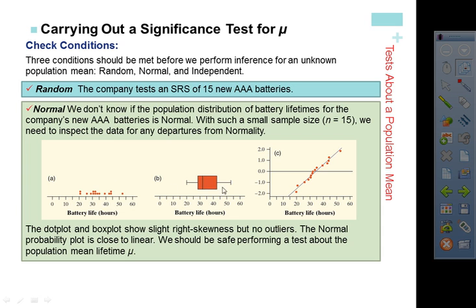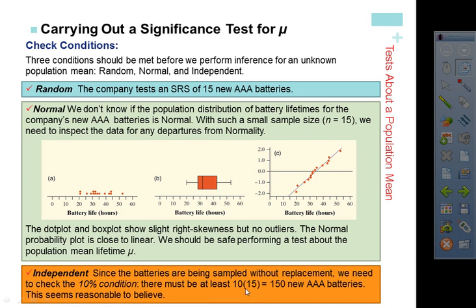They give a dot plot and box plot that show a little bit of right-hand skewness, like it's getting stretched out a little bit here, but no outliers, so we're okay. And then the normal probability plot is close to a straight line. So we should be safe performing a test about the population mean lifetime mu. So here they are checking the graph and looking at the actual data.